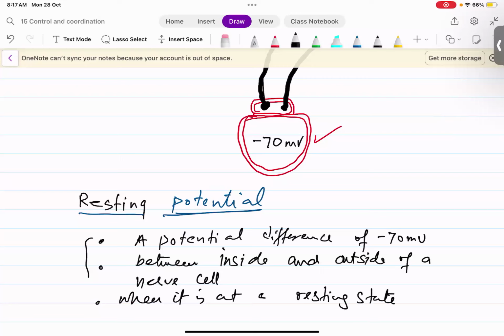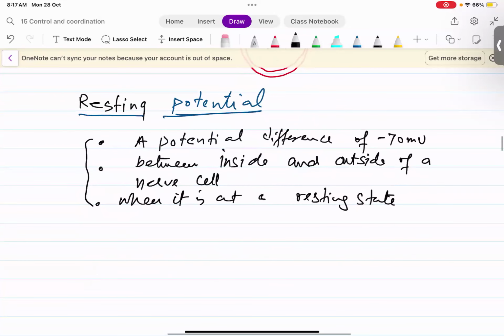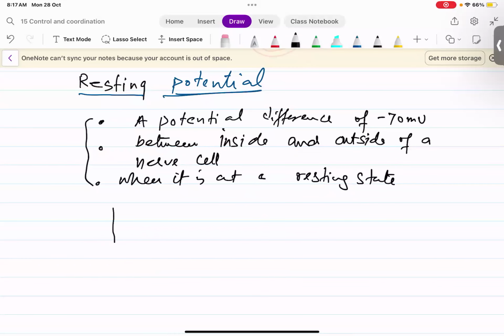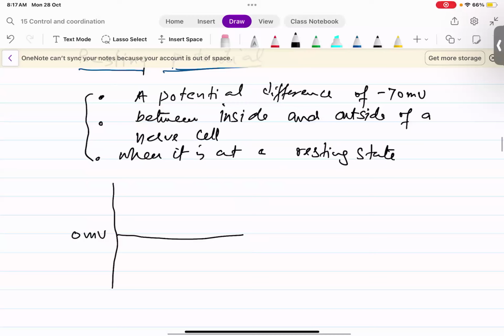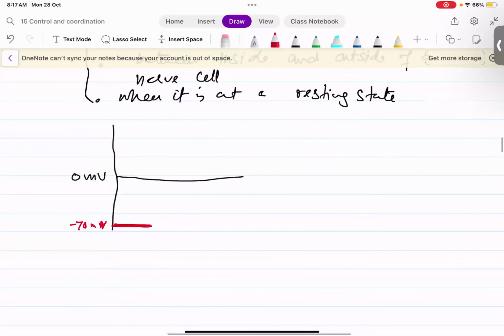We can plot this on a graph. If this is 0 millivolts potential difference, the resting potential would be minus 70 millivolts. So this is minus 70 millivolts, the potential difference between inside and outside of a nerve cell at a resting state, and this is known as the resting potential.